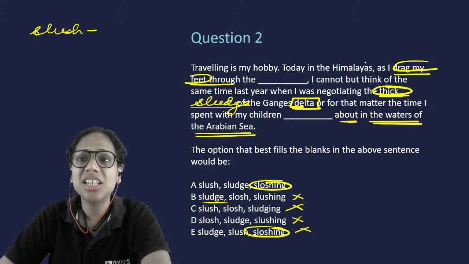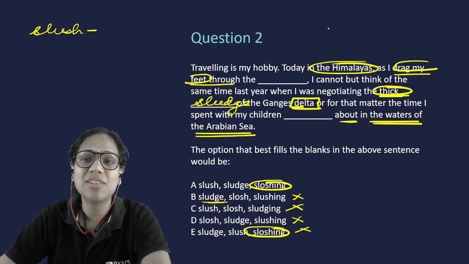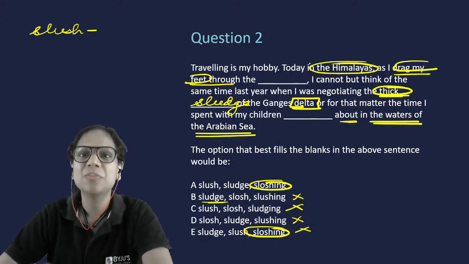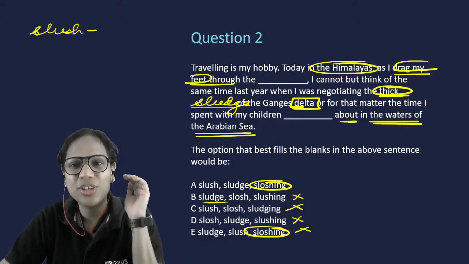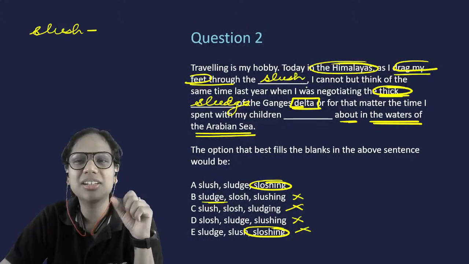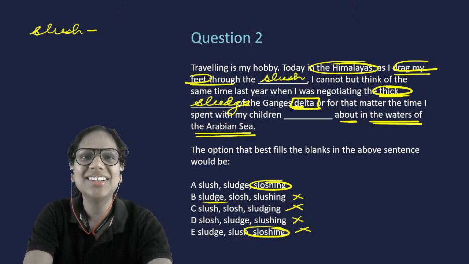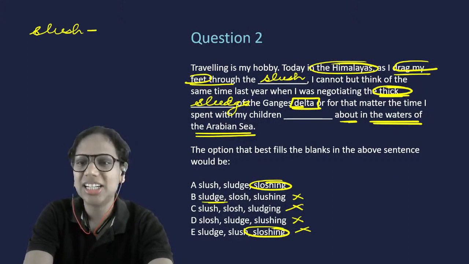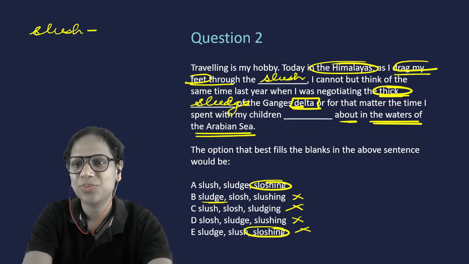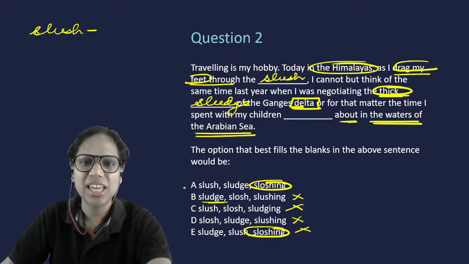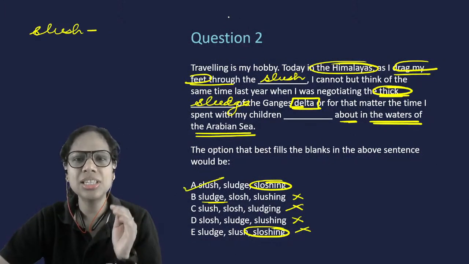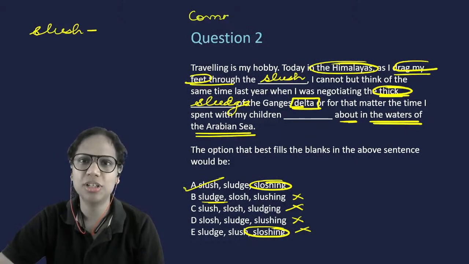Now this person is in the Himalayas, so of course the Himalayas will have ice, will have snow, right? So as I drag my feet through the slush, through the partially melted ice, through the partially melted snow, that's the logic that needed to be applied here. I hope this makes sense to you. A is our answer.